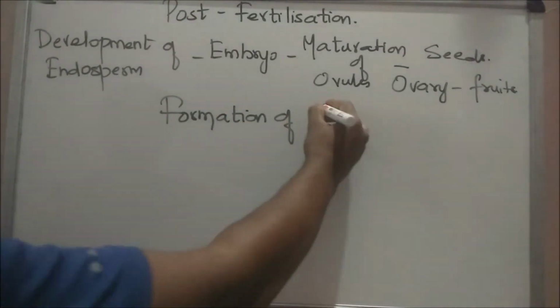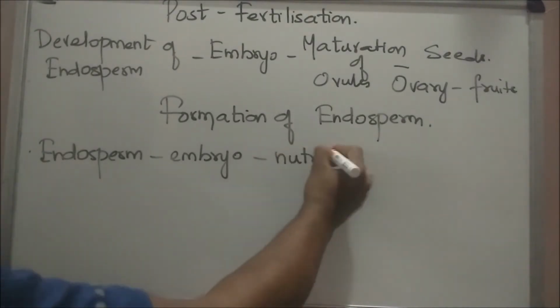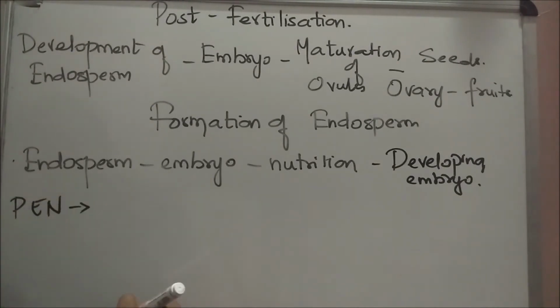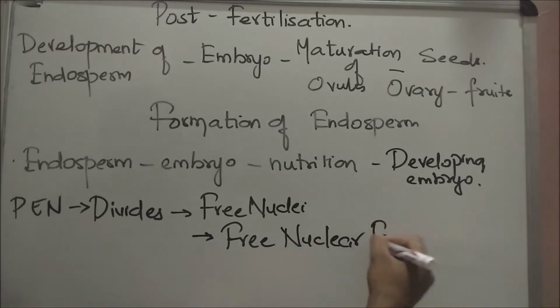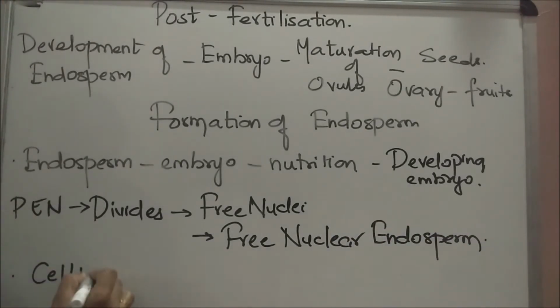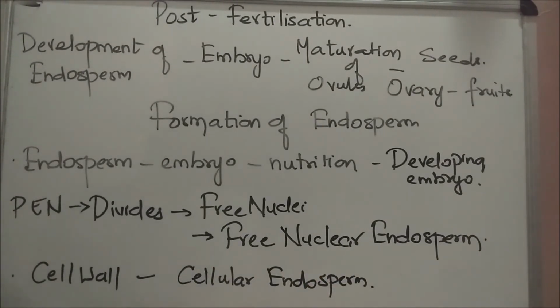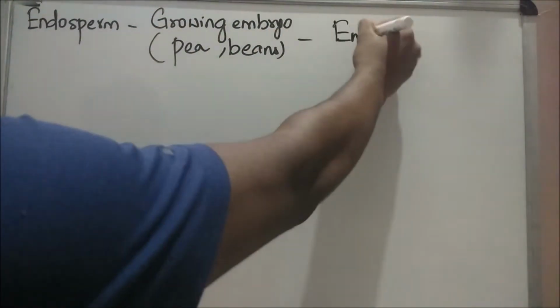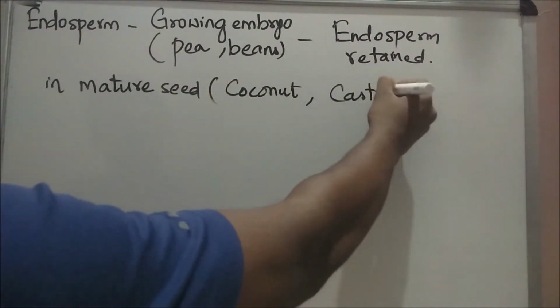Let's discuss the formation of endosperm. The endosperm develops before the embryo because the cells of the endosperm provide nutrition to the developing embryo. The primary endosperm nucleus repeatedly divides to give rise to free nuclei. This stage is called free nuclear endosperm. Cell wall formation occurs next, resulting in a cellular endosperm. The endosperm may be either fully consumed by the growing embryo, as in peas and beans, or a portion of the endosperm is retained in the matured seed. Examples are coconut and castor.